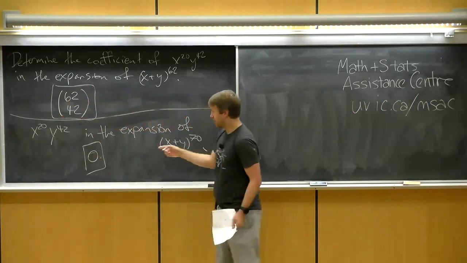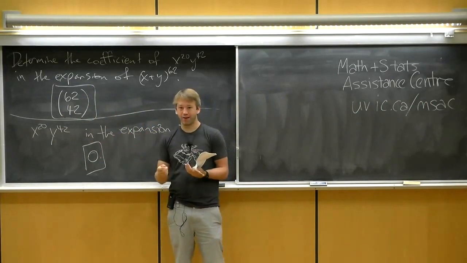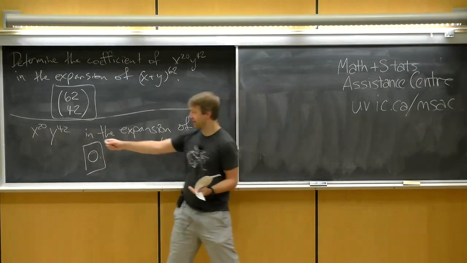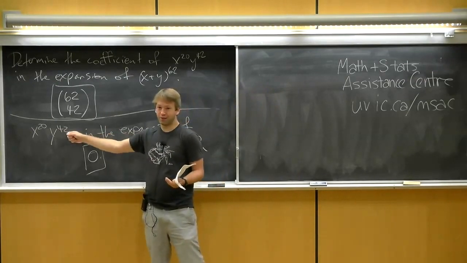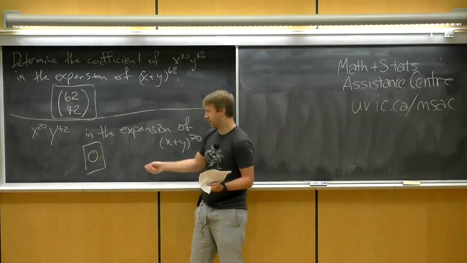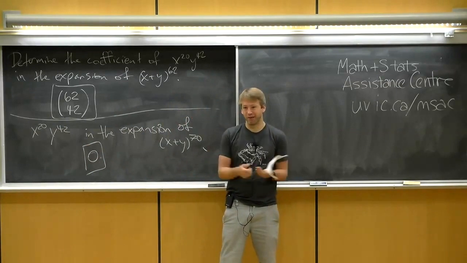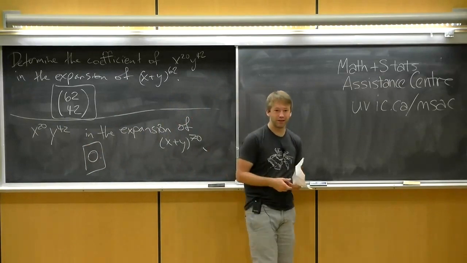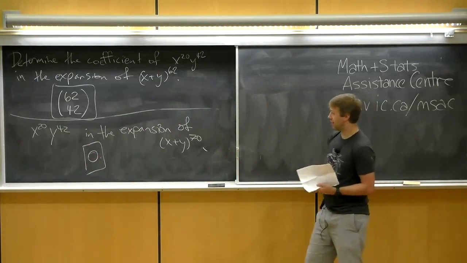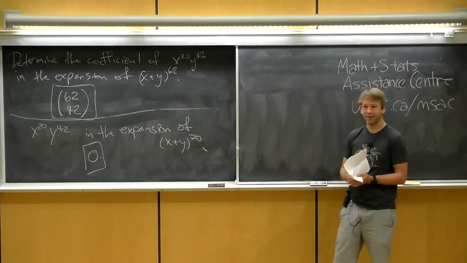That's simply because when I expand this, the exponents of x and y in every term should add up to 70. These exponents add up to 62, so this term simply cannot appear in the expansion. You can think of it as appearing with a coefficient of 0, because it doesn't appear. That is a sneaky kind of trick question. Okay, is that clear, or any questions about that?